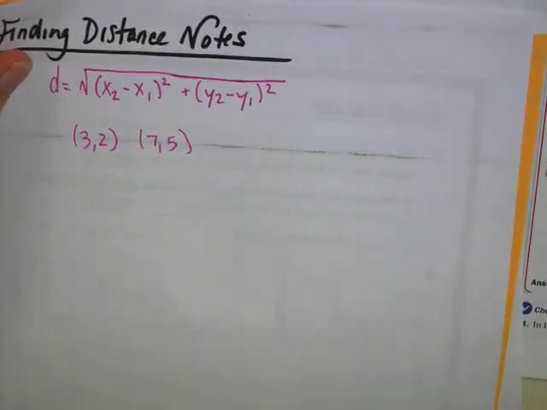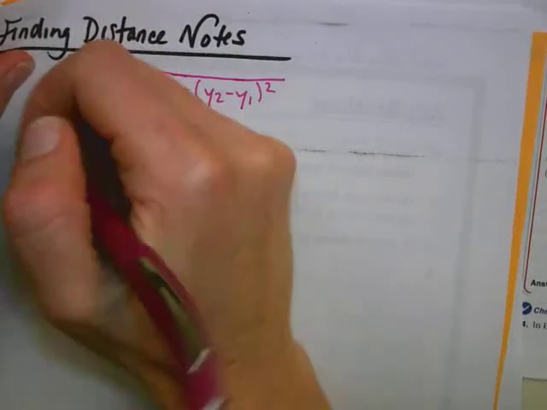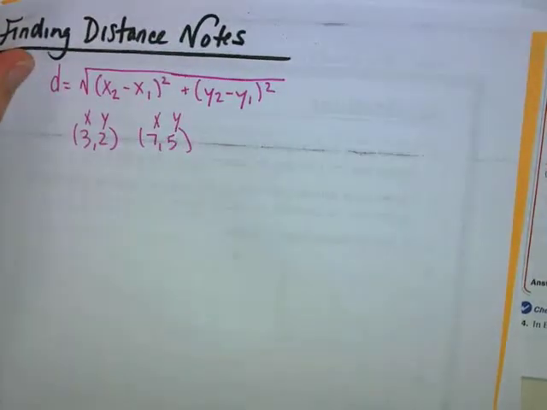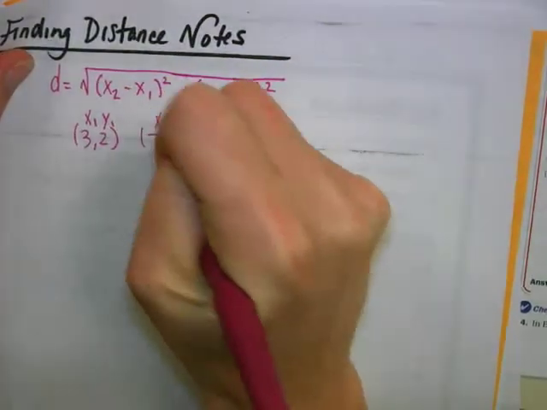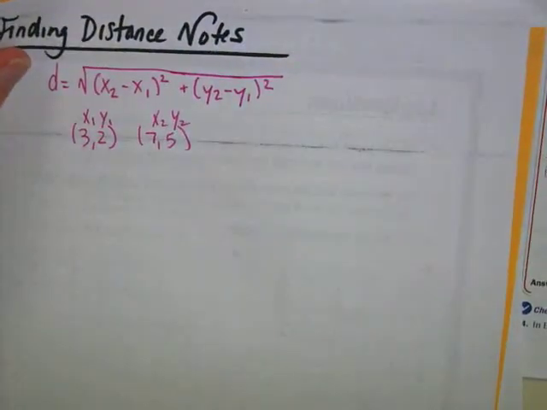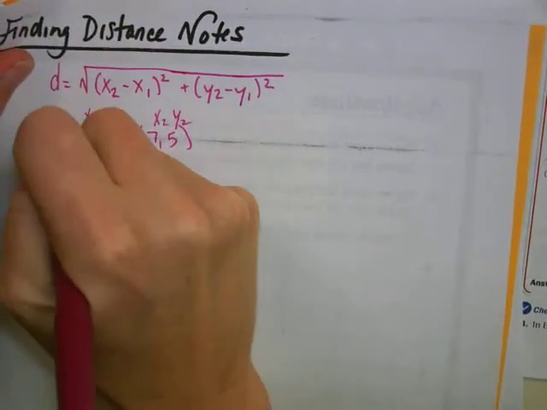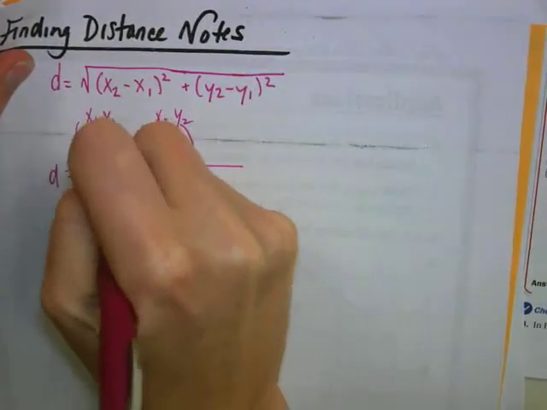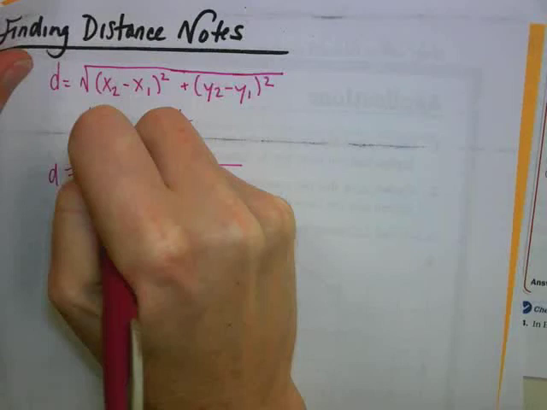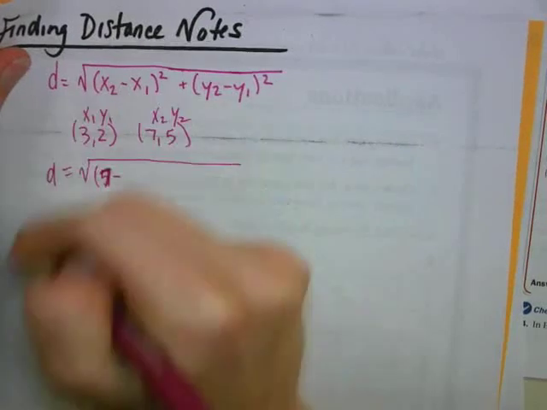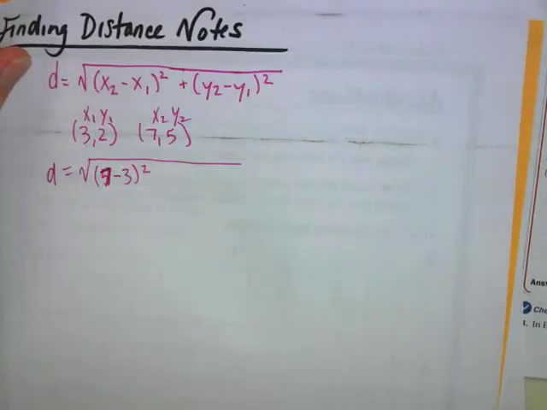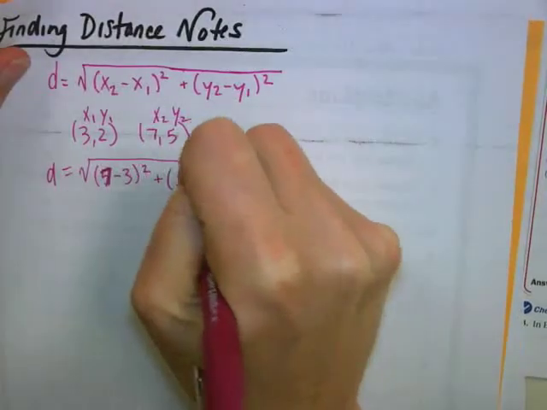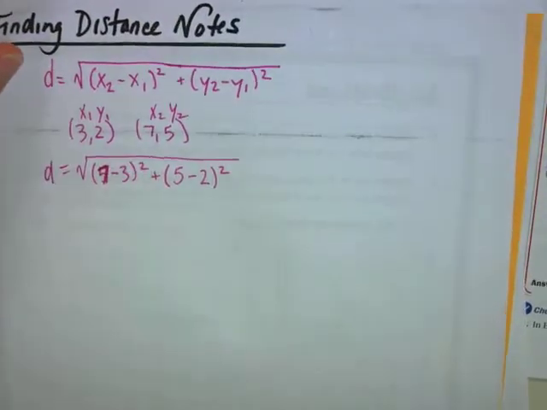What we're going to do is just pick one of these to be x1, y1, right? They're all in xy form. We're going to make one be the 1s and the other one be the 2s. And it doesn't matter which one's 1 and which one's 2. And we're going to plug that into the distance formula. So x2, which is 7, minus x1, which is 3, the quantity squared, plus y2, which is 5, minus y1, which is 2, the quantity squared.